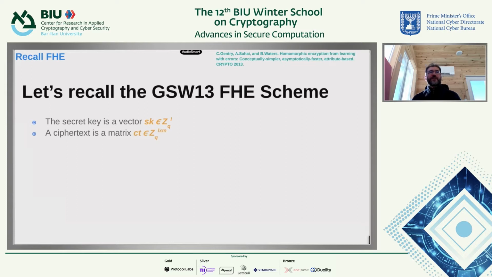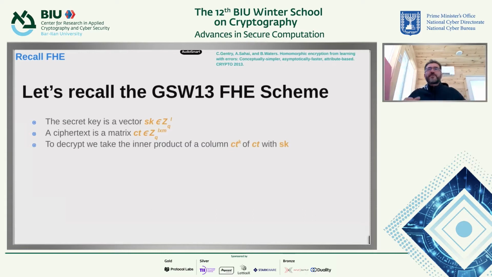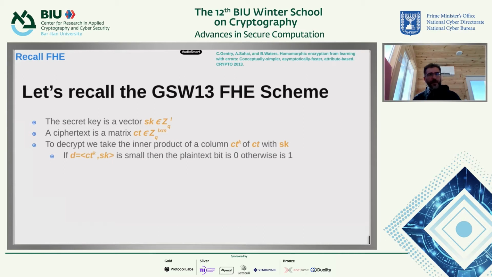And a ciphertext is a matrix of size L times M in the same space Z_Q. To decrypt, take a column. So the matrix represents M bits. You take a column of the matrix, and you do the inner product with the secret key. If the result of this inner product is small, then the plaintext is 0. Otherwise, the plaintext is 1. And small is a parameter of the scheme, which depends on the security of your LWE problem.